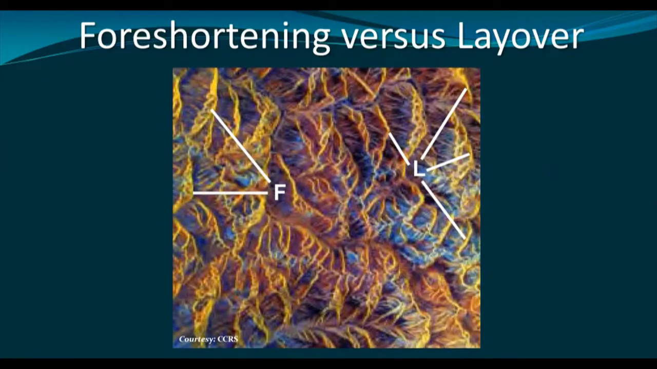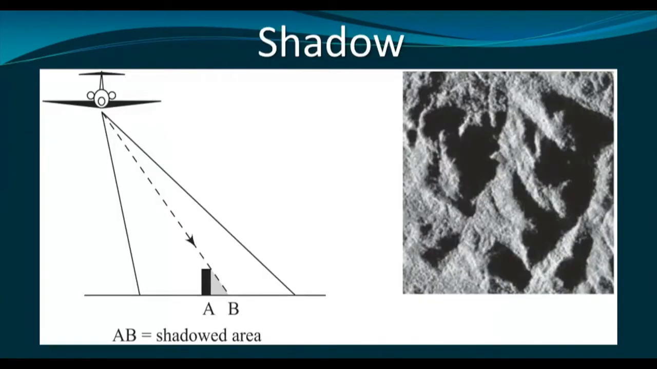Because of the layover, a few pixels will appear very bright like this. A few pixels will appear extremely bright, and this will also complicate the image interpretation. Next is the shadow.